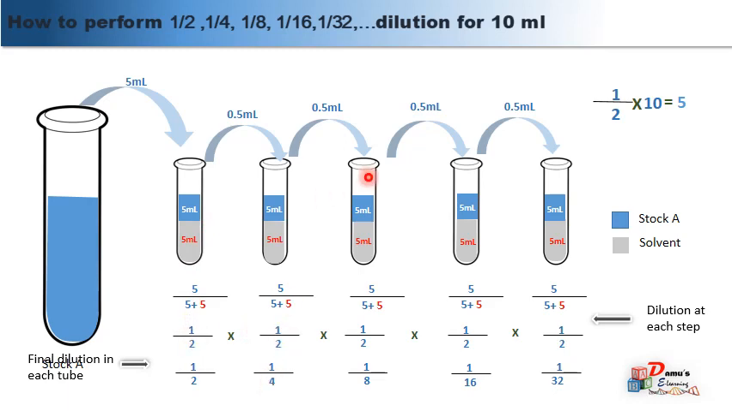Now in the third tube we are diluting an already diluted solution again 1 by 2 times. So this is a 1 by 4 diluted tube into 1 by 2. So 1 by 4 into 1 by 2 we will get 1 by 8, and similarly in the subsequent steps all the dilutions will happen.